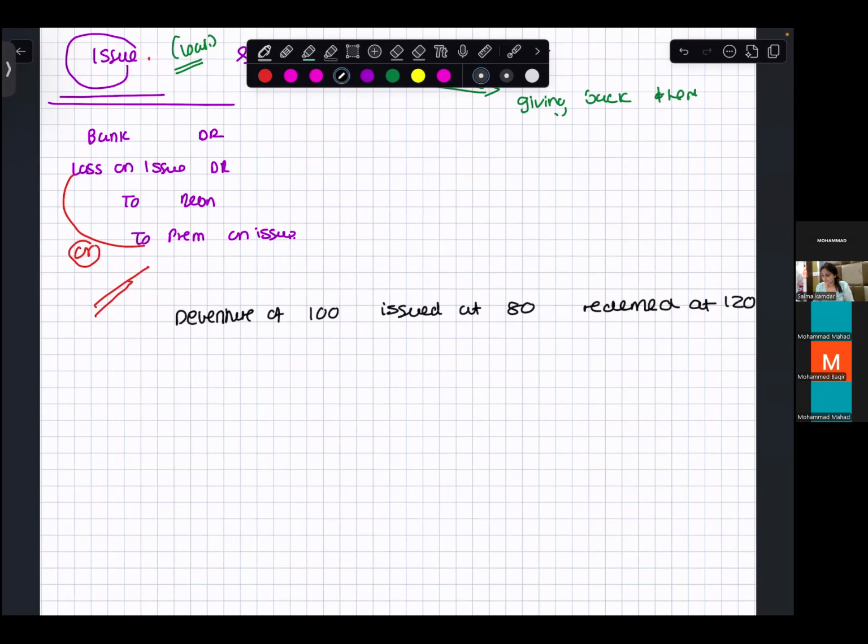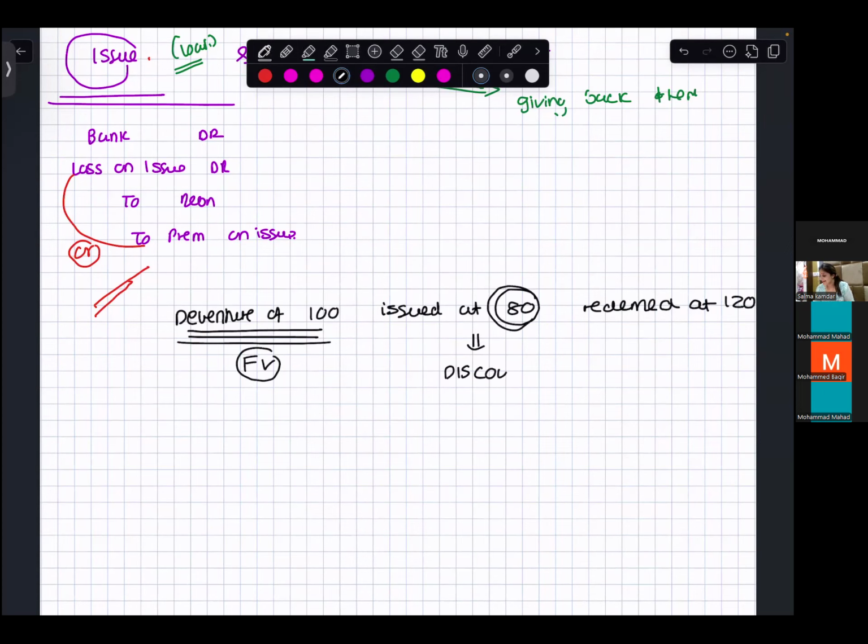So debentures of 100 issued at 80, redeemed at 120. What does this mean? Basically, we take a loan from the public of 100. Face value of the debenture is 100. You issued at how much? 80. So you issued at a discount.